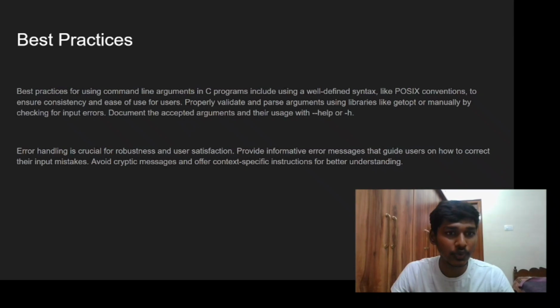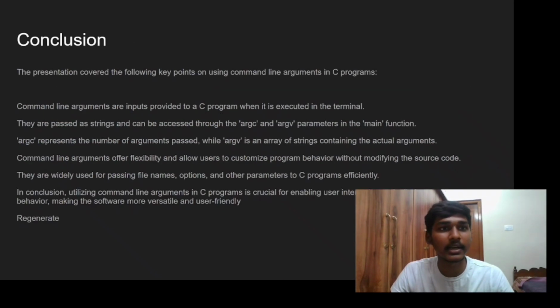Properly validate arguments by manually checking for input errors. Document the accepted arguments and their usage with help or -h. Error handling is crucial for user satisfaction. Provide informative error messages that guide users on how to correct their input mistakes. Avoid vague messages and offer context-specific instructions for better understanding.